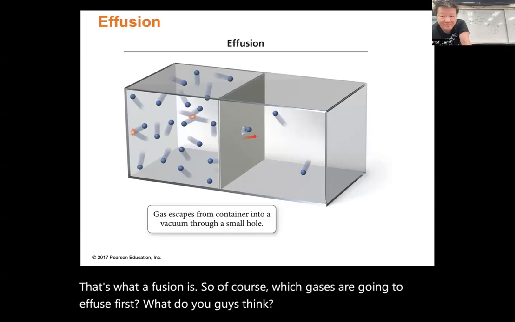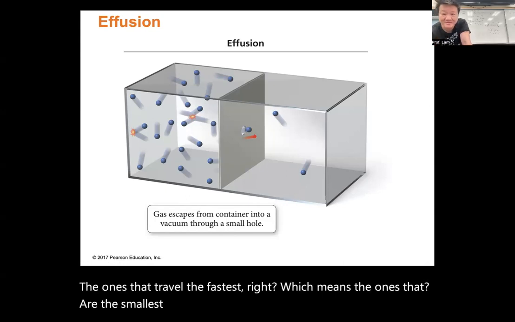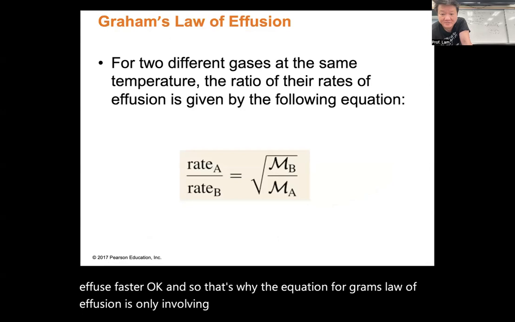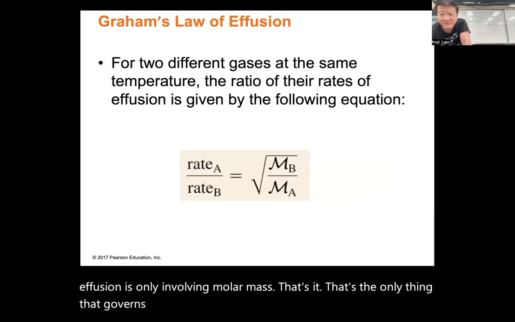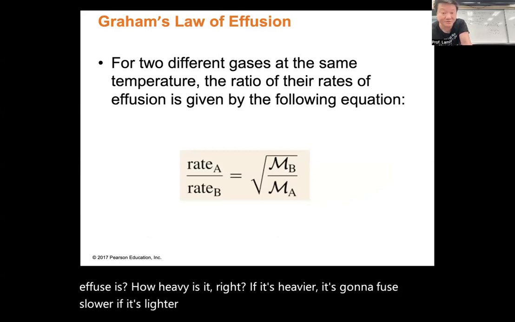The ones that travel the fastest, right? Which means the ones that are the smallest. Less massive. So less massive gases will effuse faster. And so that's why the equation for Graham's law of effusion only involves molar mass. That's the only thing that governs the rate of effusion, right? How fast a gas will effuse is how heavy it is. If it's heavier, it's going to effuse slower. If it's lighter, it's going to effuse faster, right?